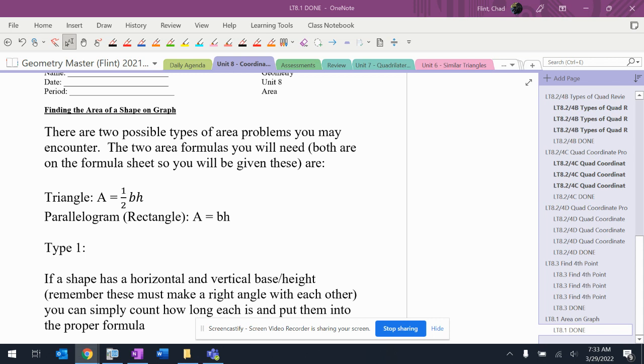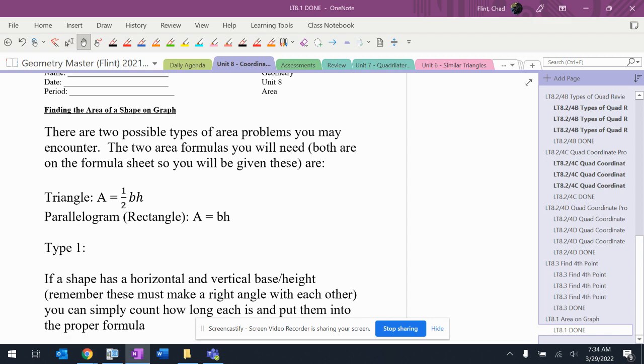So the last piece of this final graphing unit is finding the area of a shape on a graph. And this is something that can be super difficult if we don't go about it in the right manner. It's actually a very, very simple thing to do. It requires finding 3 or 4 little areas and then doing some sort of combination of them, either adding them or subtracting them.